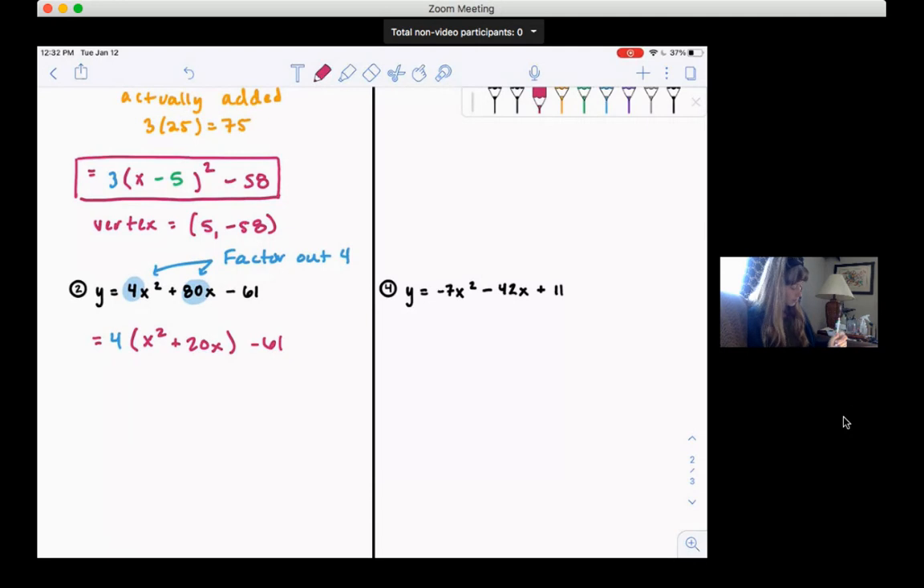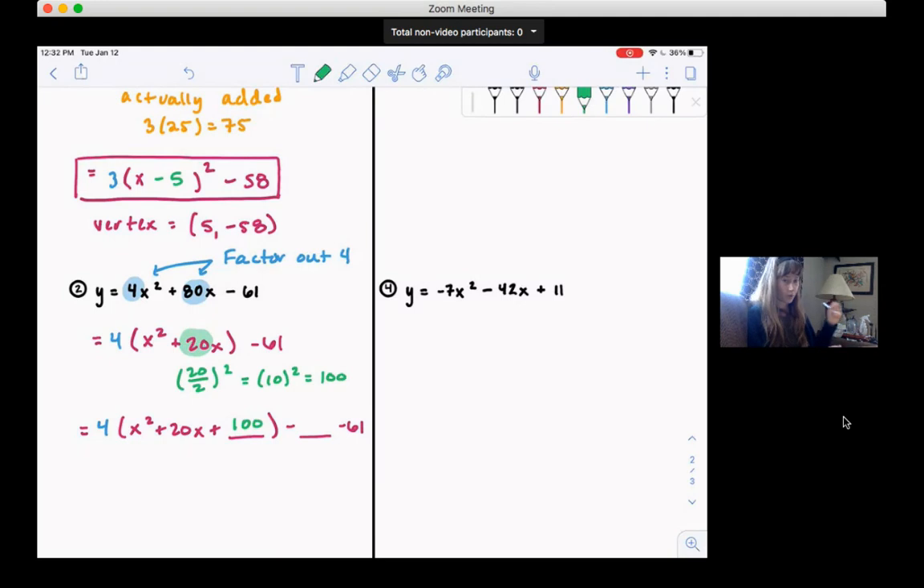All right, next step is to complete the square inside the parentheses. So I'm going to give myself a space where I can add a number to complete the square. And then we know we're going to need to subtract outside so we don't change our function, and then we still have minus 61. Okay, to complete the square, we take our coefficient of x, which is 20, cut it in half, and then square it. So that gives us 10 squared, which is 100. So inside the parentheses, we add 100.